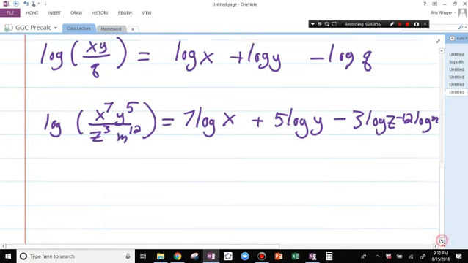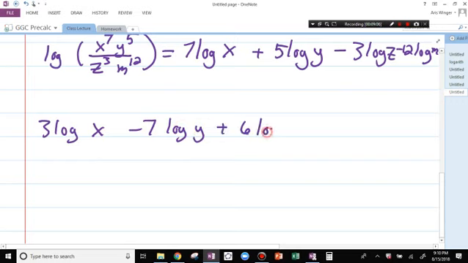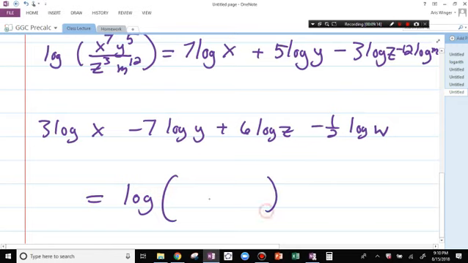Let's go the other way. Bring this back together. 3 log x minus 7 log y plus 6 log z minus 1/2 log w is really just the log of x to the 3rd, y to the 7th, z to the 6th, w to the 1/2. Or the square root of w, that's right. I could write the square root of w.